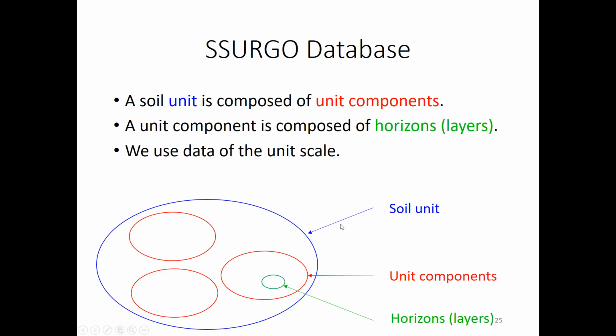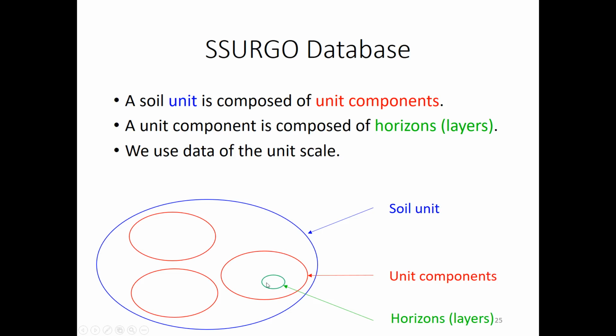Horizon is the lowest level. You have a soil unit, which is the blue line, and within each unit you have unit components, and those are represented by the red ellipses, and within each unit you have horizons. The horizons are essentially layers. You have measured soil properties for each layer. So the horizon is where your data are.